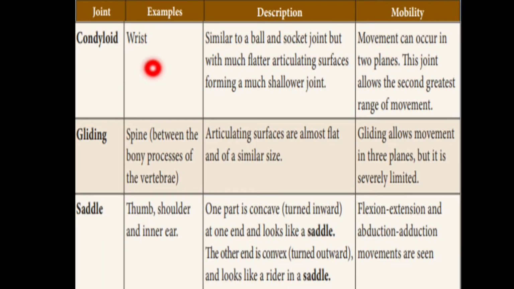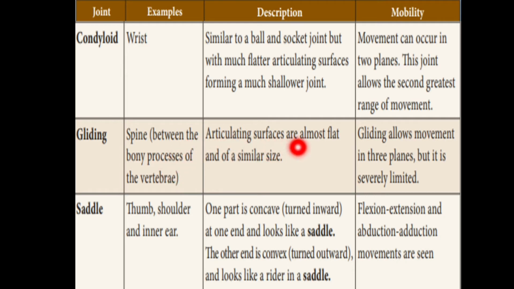Condyloid, example, wrist, similar to a ball and socket joint but with much flatter articulating surfaces forming a much shallower joint. Mobility: movement can occur in two planes. This joint allows the second greatest range of movement. Next one, gliding, spine between the bony processes of the vertebrae.